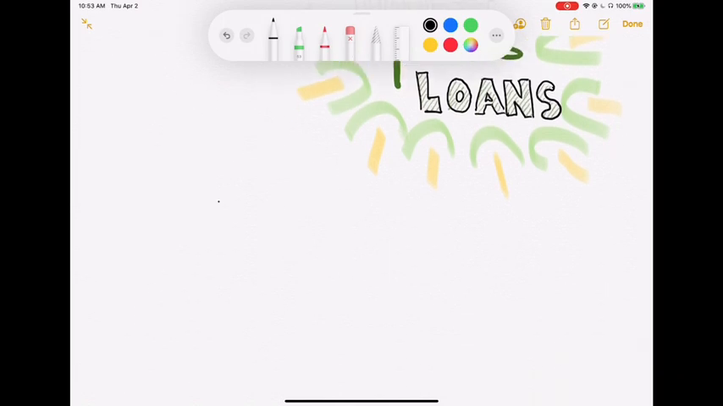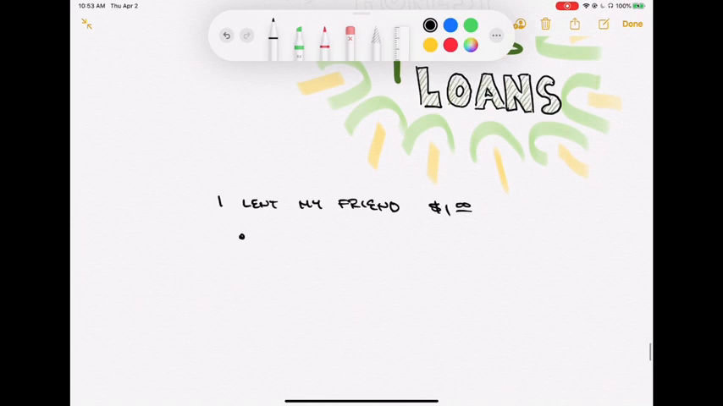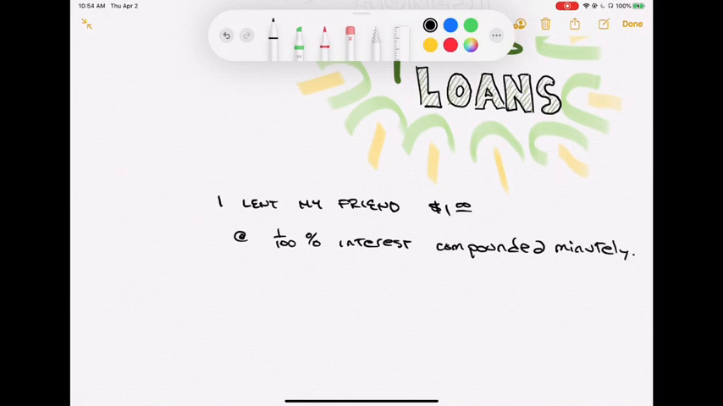So, what did I do? I lent my friend the $1 for the hamburger, no problem. And I did it at 1/100th of a percent interest. Seems like a heck of a good deal, except I did that 1/100th of a percent interest compounded minutely. Compounded minutely. And believe it or not, yes, indeed, my friend did take this deal.